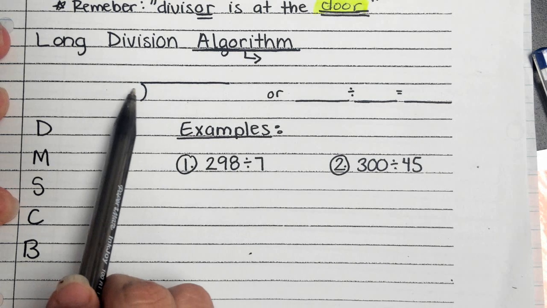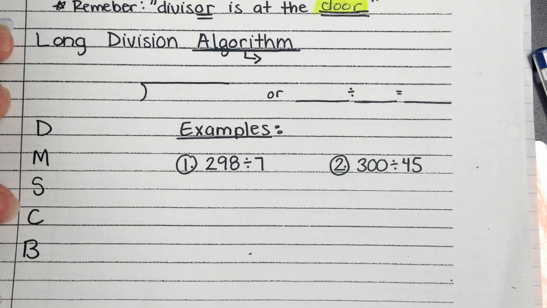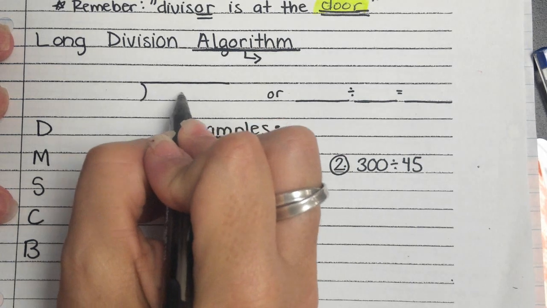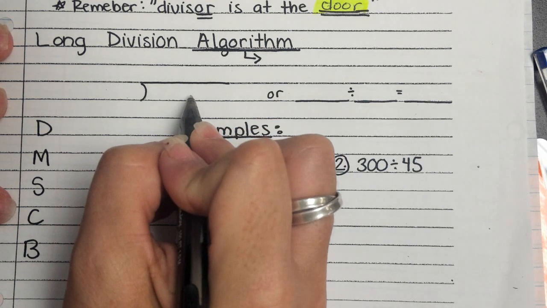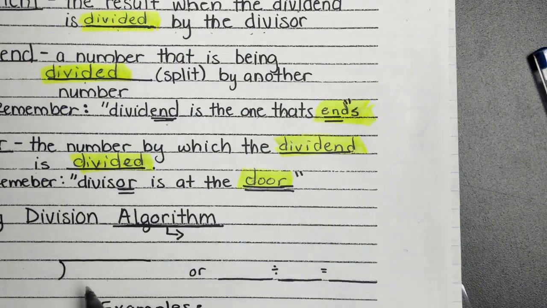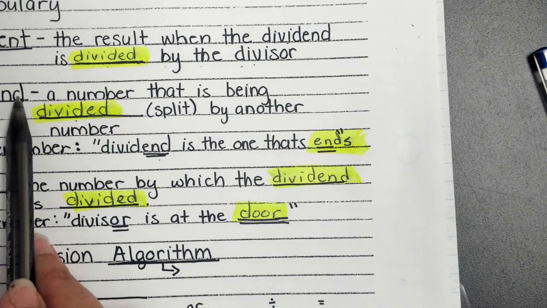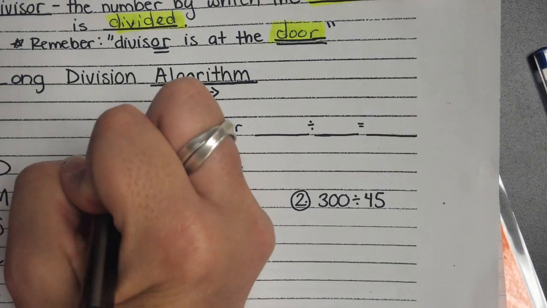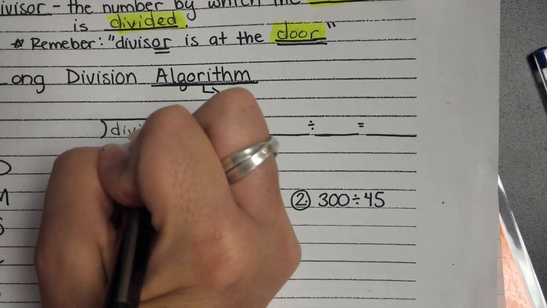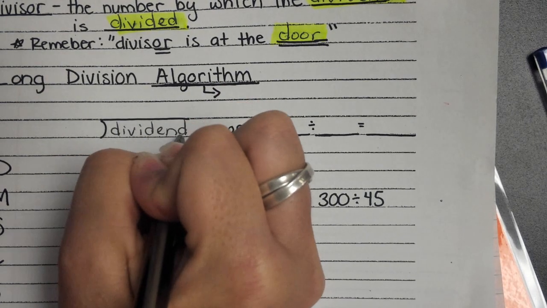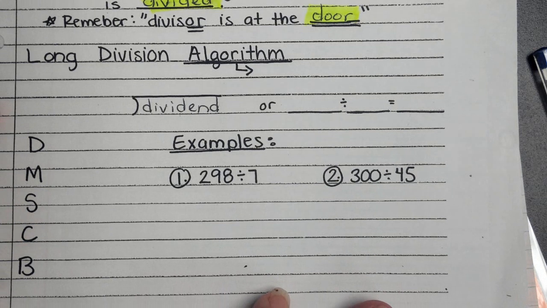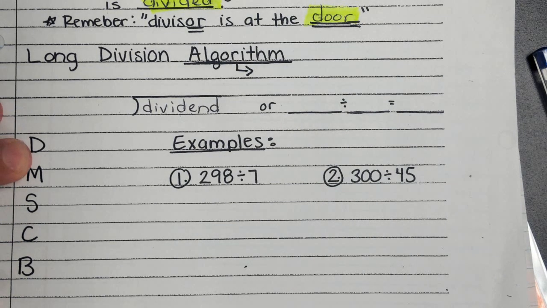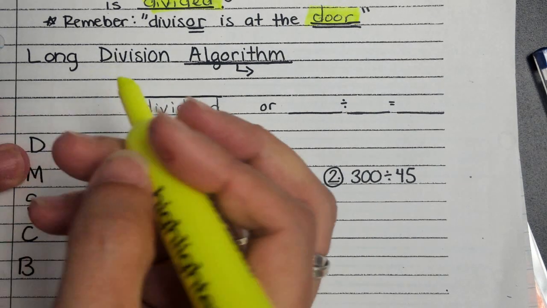Now, what we got to know is where is each word? We got dividend, divisor, and quotient. So which one is in the house? Okay, so the dividend is, the way I remember it, the house. And it's at the end. There's the end. It's in the house. Or it's at the end of the problem. It's kind of at the end. Okay?